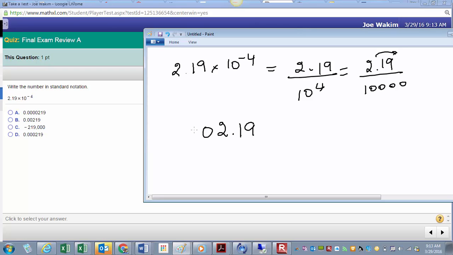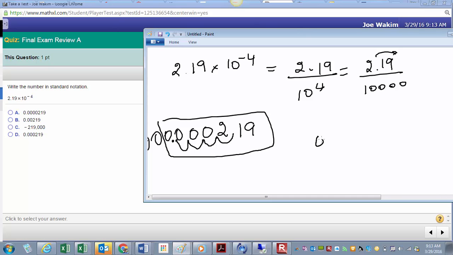So I just add zeros. And then I go 1, 2, 3, 4. And that's the answer. So it is 0.000219. So I need 3 zeros. 1, 2, 3, 219, and that's D.